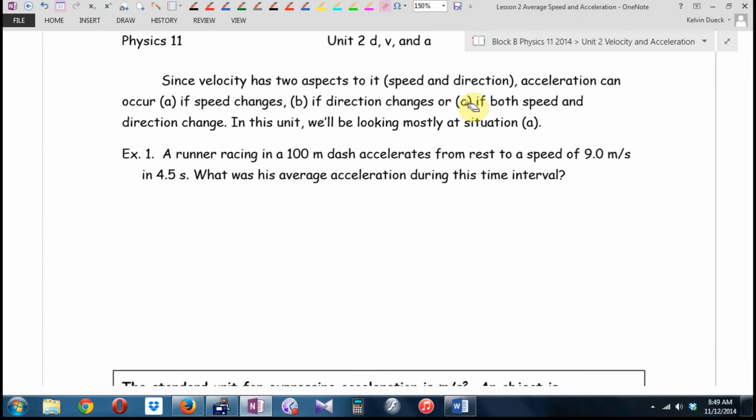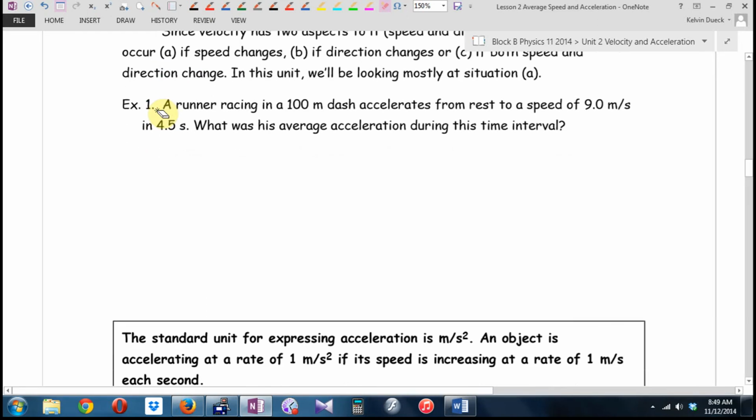What this means is since velocity has two aspects to it, speed and direction, acceleration can occur in two ways. If your speed changes, which is the most common one, or if your direction changes, or both change. In Physics 11, we almost always just look at situation A, speed changing. Physics 12, we do an entire unit where your speed doesn't change, but your direction changes. It's when you're moving in a circle at a constant speed. Your direction is changing because you're having to turn the corner all the time.